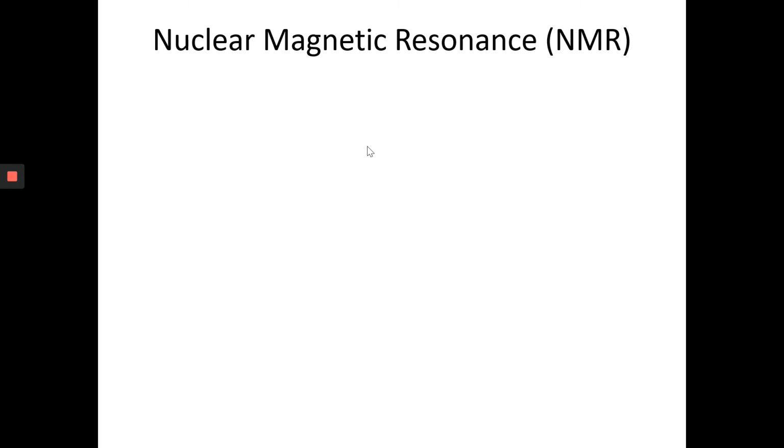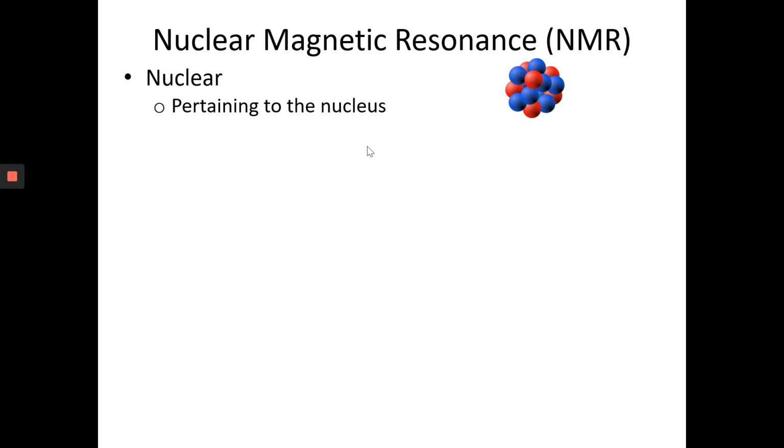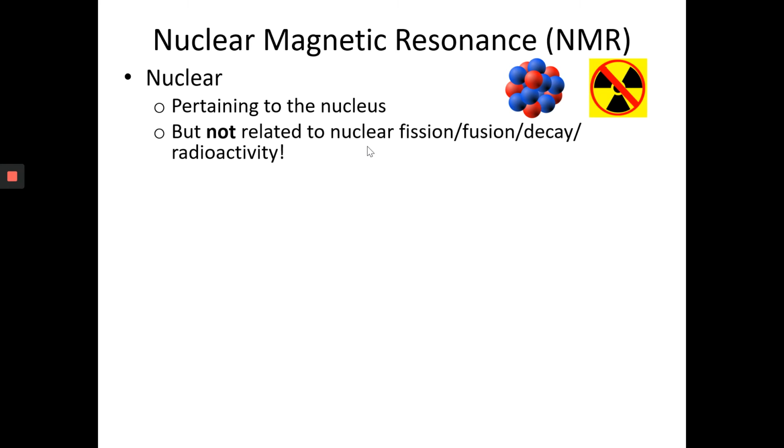Okay, the type of spectroscopy that we're going to spend a lot of time talking about in the beginning is called nuclear magnetic resonance, abbreviated NMR. Let's take this apart a minute, make sure we understand what's going on here. The first word, of course, is nuclear, and in this context, it just means that it relates or pertains to the nucleus of the atom, where the protons and neutrons are.